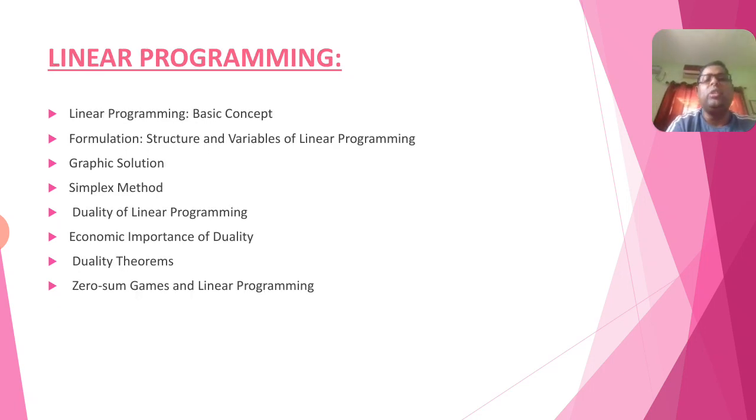Next chapter is the linear programming. It is also a very important chapter, and from this chapter you can learn the linear programming, the basic concept of the linear programming, the structure and the variables of linear programming. That is how can you formulate the linear programming problem, the graphical solution of the linear programming problem, and the simplex method. Using simplex method, how can you solve the linear programming problem, and duality of linear programming, economic importance of duality and duality theorems, and also zero sum games and linear programming is also under this unit.